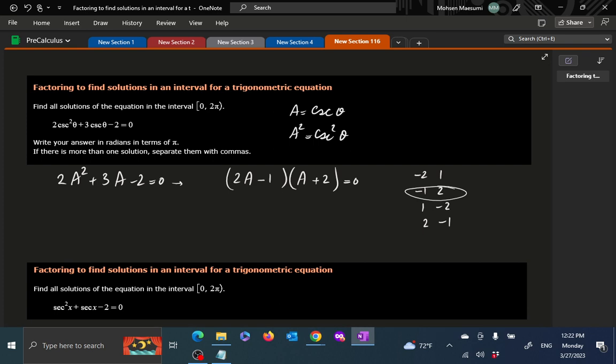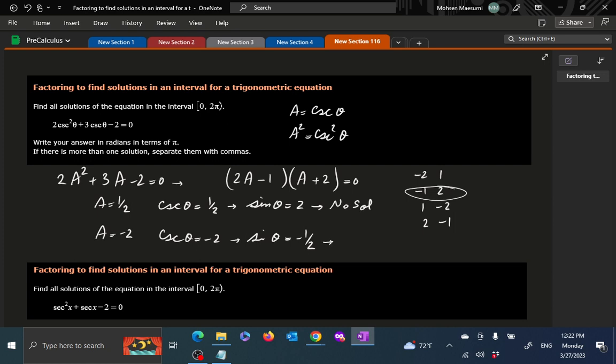From the first factor, I'll have a is equal to 1/2. And from the second one, I have a is equal to minus 2. What was the meaning of a? A was cosecant of theta. Cosecant of theta being 1/2, or cosecant of theta being minus 2. Well, cosecant is the reciprocal of sine, so this means sine is equal to 2, and this means sine is equal to minus 1/2. This one will have no solution because sine is never above 1.